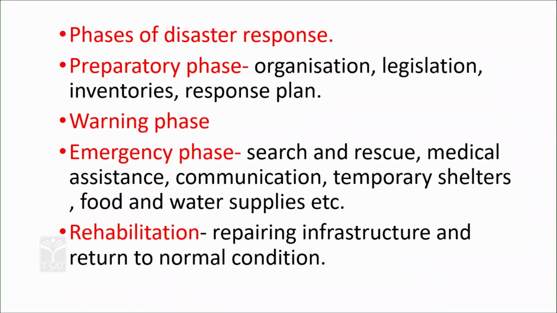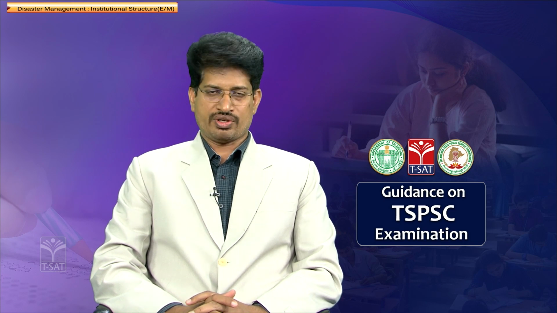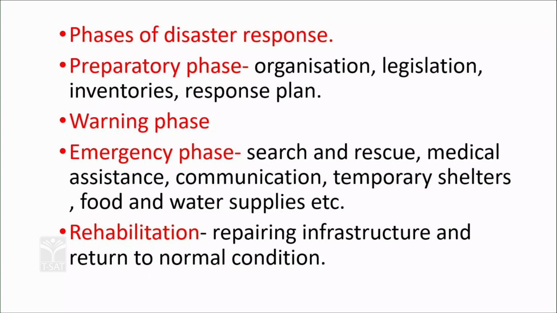For example, nowadays, new communication mechanisms of artificial intelligence warn the people through messaging to their cell phones. This is a warning phase with the help of technology, with the help of communications. Emergency phase. So, certain actions need to be taken after the occurrence of the disaster. For example, search and rescue operation.